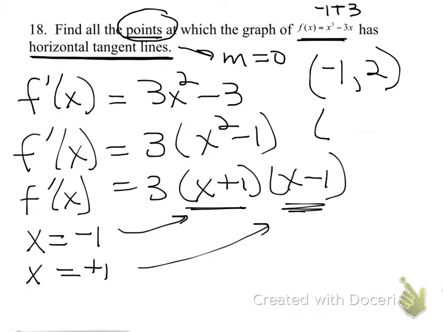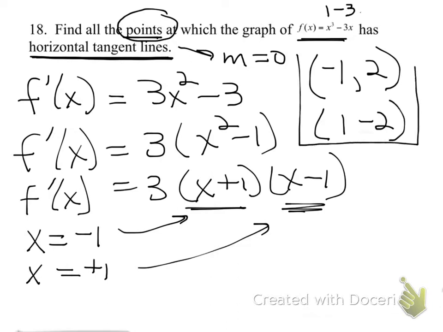Now do the same thing with positive 1. So let me just erase what I had here. And let's do the same thing with positive 1. If you plug in a positive 1, I'm going to get 1 and then minus 3, so that means y is negative 2. Alright, and those are your answers. Those are the points where the graph of that function has a horizontal tangent line.